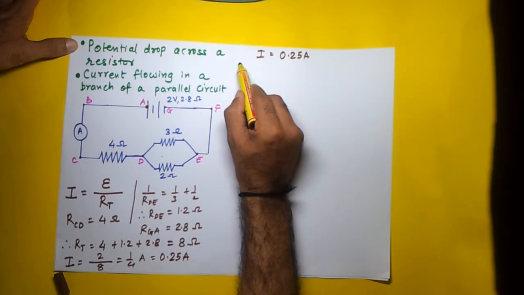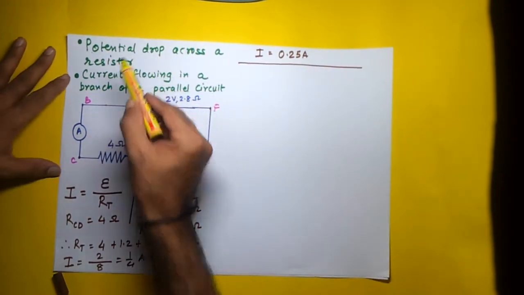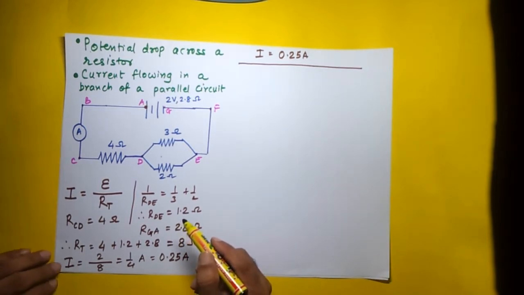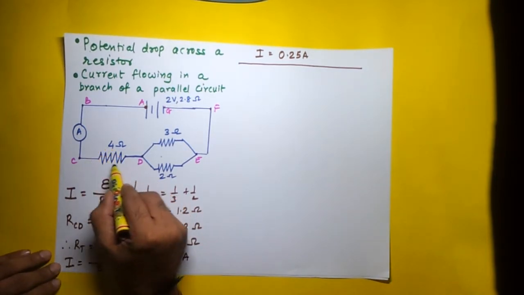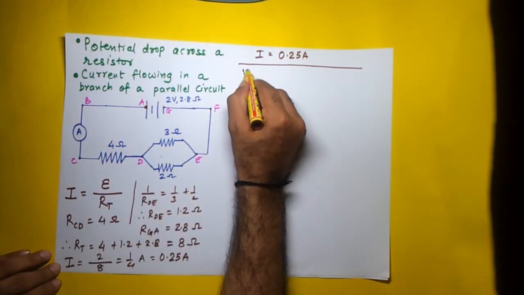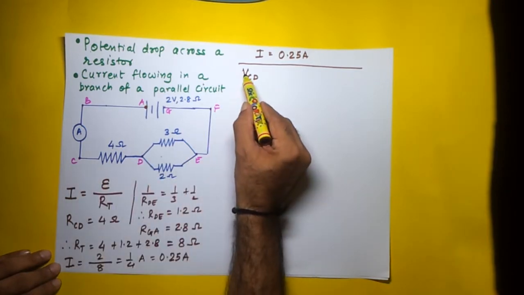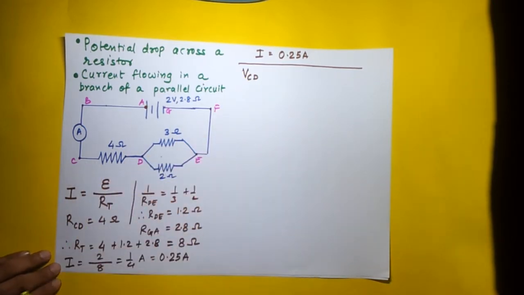Now we're going to address this question. We're going to try to find out potential drop across a resistor, right? So let us find out. Let us say we want to find out the potential drop across resistor 4 ohms. That means I have to find out VCD, right? Potential drop is nothing but potential difference, so we will use the symbol V for that. I want to find out VCD.